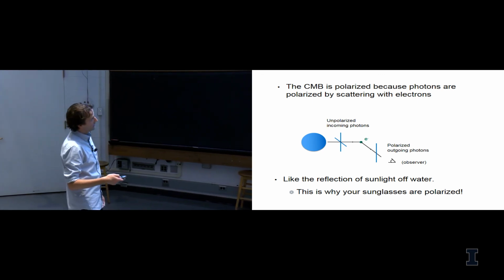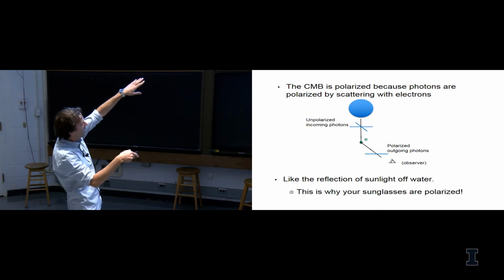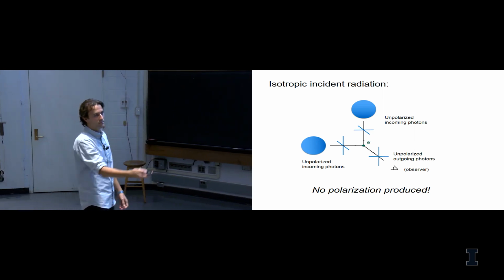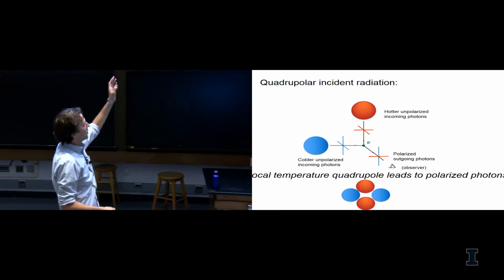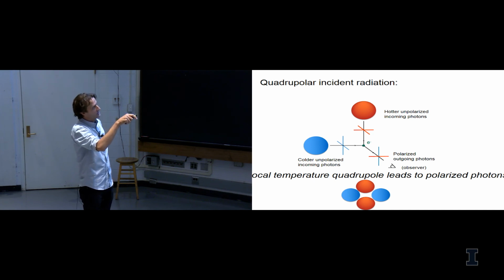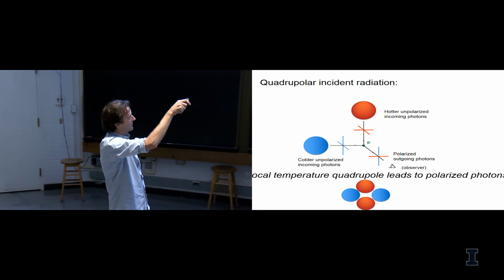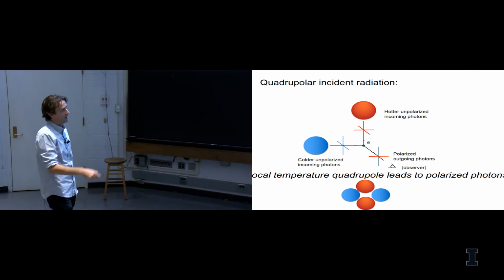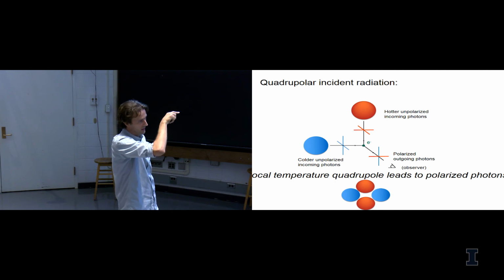So why is this important? If you have unpolarized incoming photons coming from the left and from the top, you end up with unpolarized outgoing photons, so you get no polarization produced. What happens is that at the last scattering surface, the microwave background actually sees different temperatures in different directions. If you have a so-called quadrupole, with colder photons coming from this side and hotter photons coming from this side, what you're looking at in the microwave background will have a net polarization in this direction.